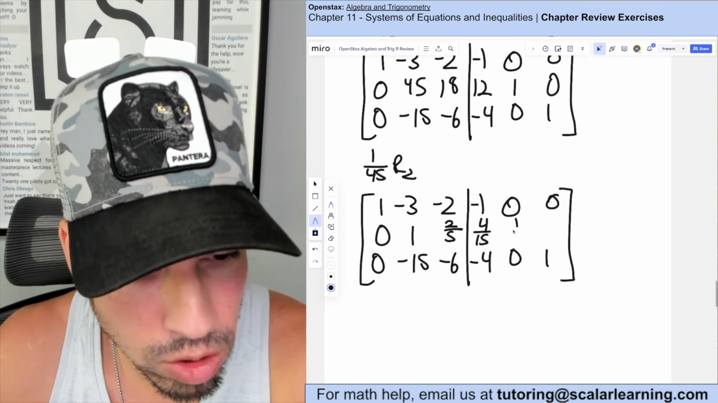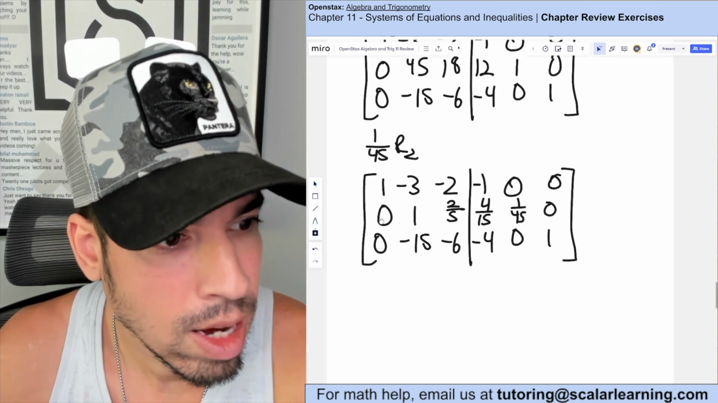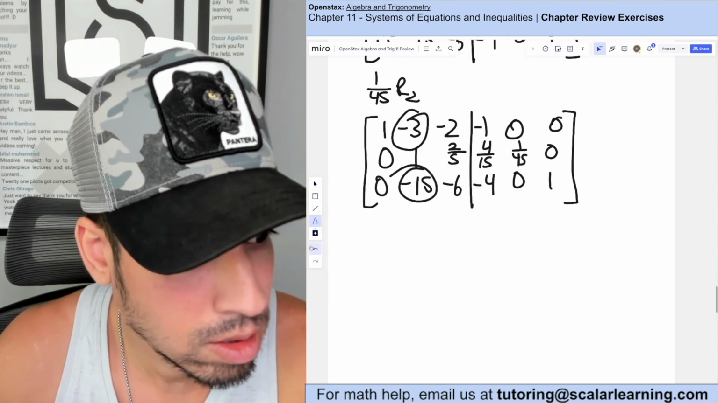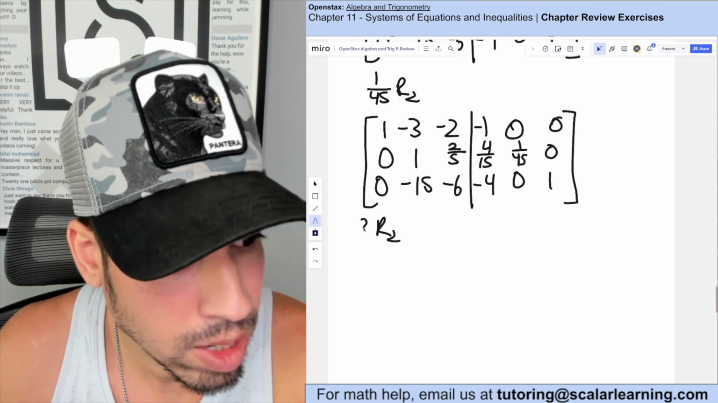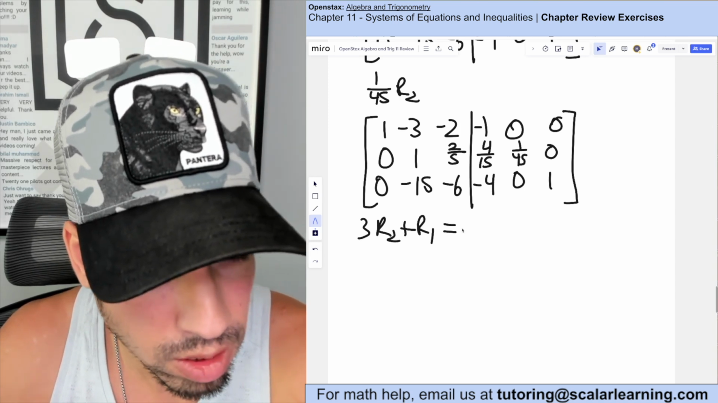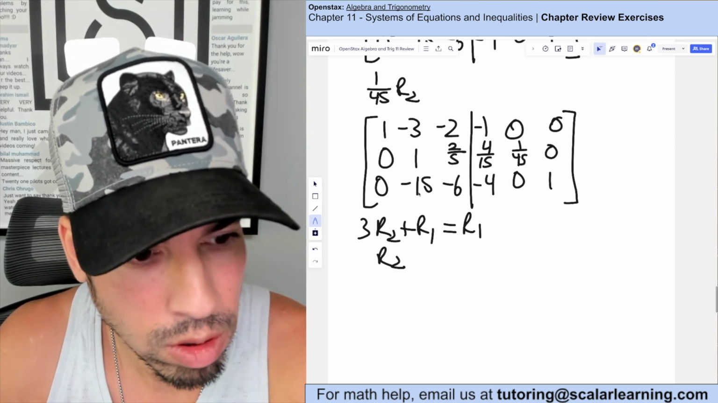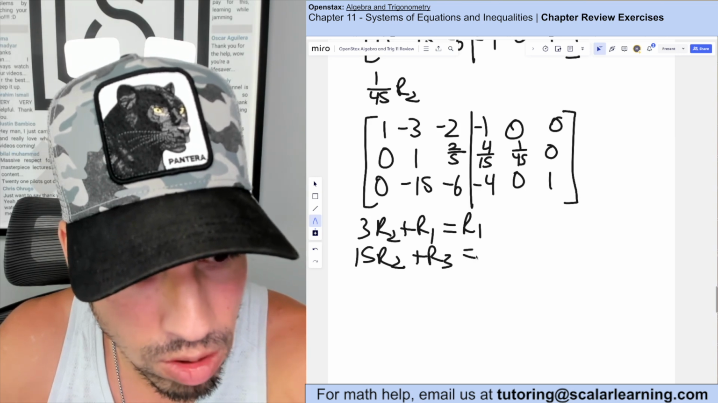And then times 1 is 1 over 45, times 0 is 0. Cool. Okay, now what we're going to do is flip this and this to 0. So I'm going to multiply row 2 by 3 and add it to row 1 to get a new row 1. I'll also do the same to row 3, but I'm going to multiply row 2 by 15, add it to row 3 to get a new row 3.